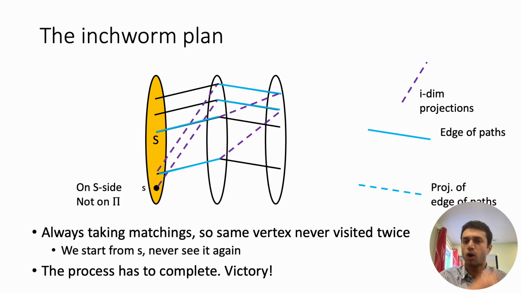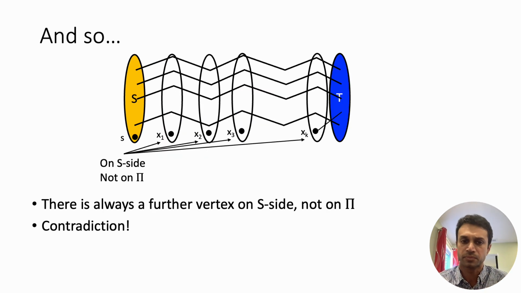So we're always taking matchings, if you think about it. The I-dimensional projection is a matching, and these blue edges, which are along the path, are also matchings. So we start from S, we'll never see it again. And so this process has to complete somewhere. And when you complete this process, we will discover something in that next level, which is on the S side of the cut, but not on the paths. And we would have to repeat this argument level by level, and that becomes a little more complicated, but that's the basic idea. And so this is how we get a contradiction, and we would prove the Lehman-Ron theorem.